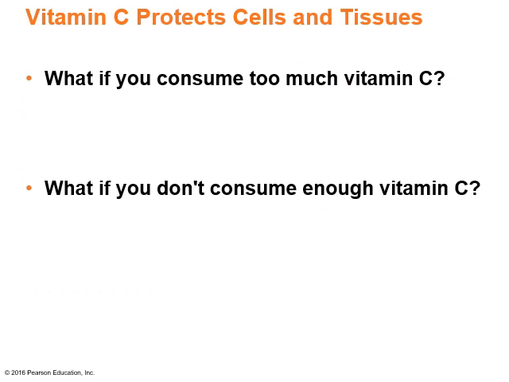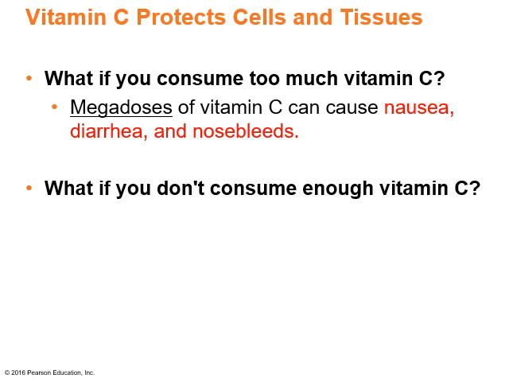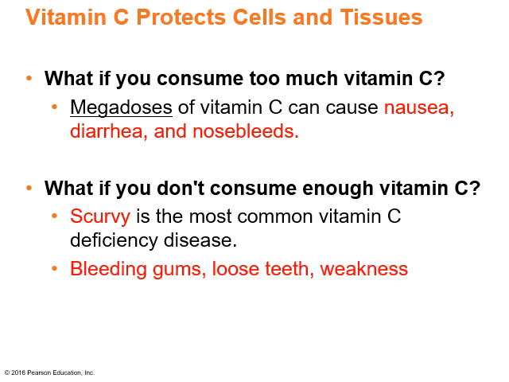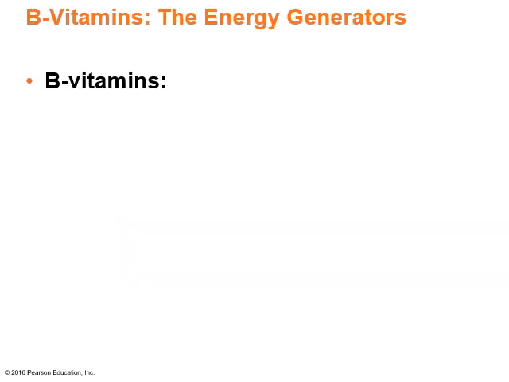All right, what about too much? What happens if we overdo the vitamin C? Megadoses can cause some nausea, diarrhea, and nosebleeds. So getting a little too much, taking a little too much in the vitamins or something. Scurvy is, of course, a disease of deficiency. Again, that's bleeding gums, loss of teeth, weakness.